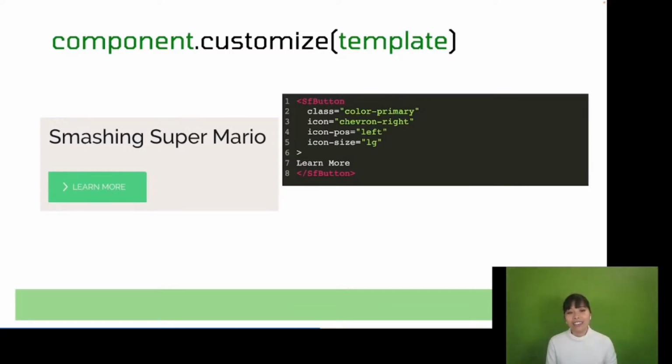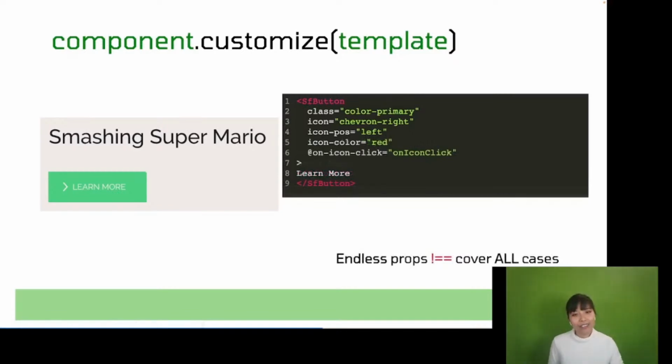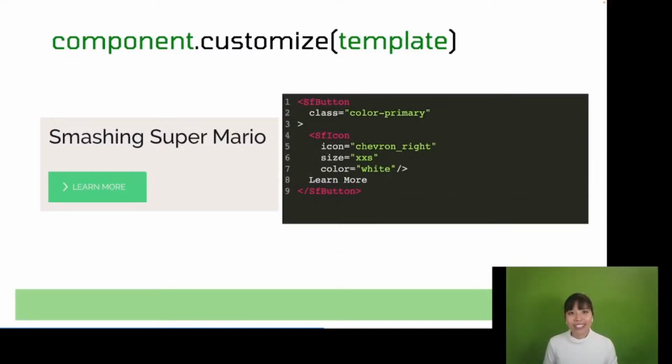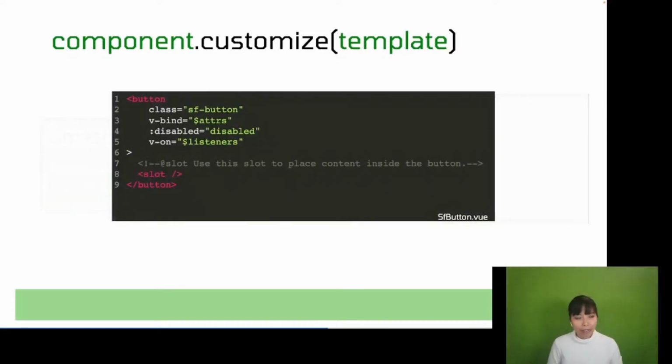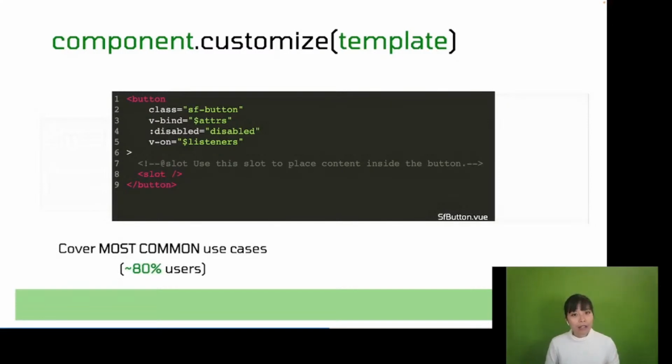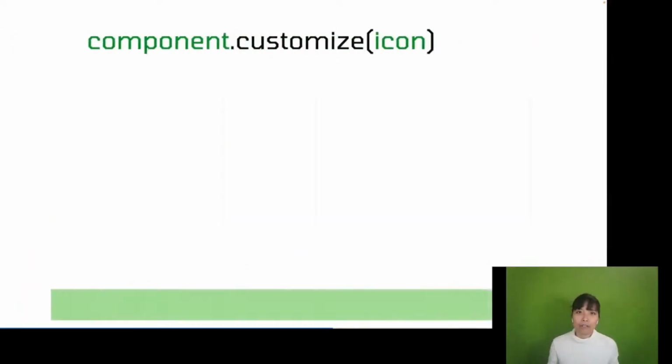But this is not the end. What if the user wants to have an on-click on the icon? What if? Endless props doesn't mean you can cover all the cases. What's better is that you provide the basic default implementation and allow users to override the contents with their own implementation. Like in this case, the user will write an icon and a text for the button to render correctly. And this is how we implement the accept button. We're using slots. So with the normal implementation, we cover most of the cases, 80%, and slots take care of the 20% left, and we cover everything.